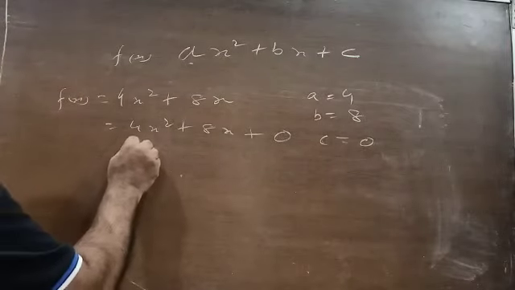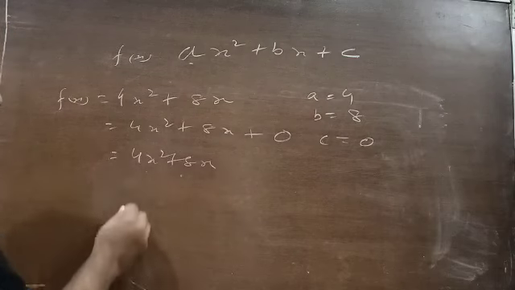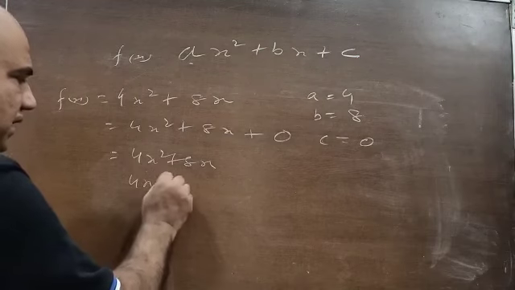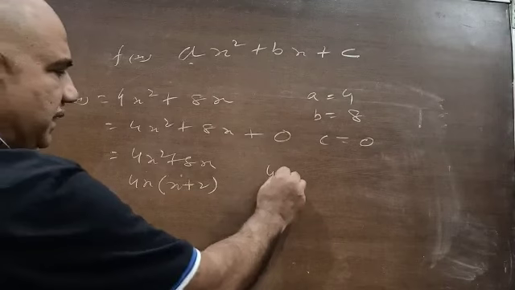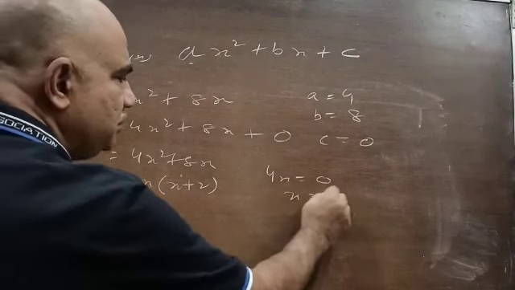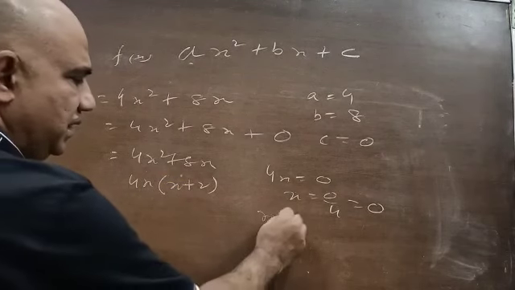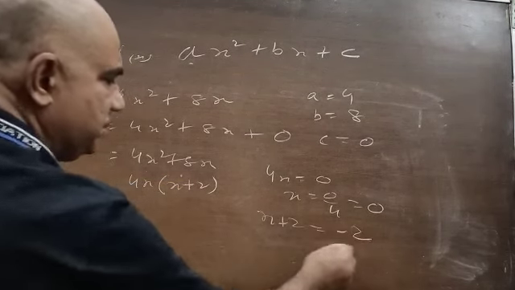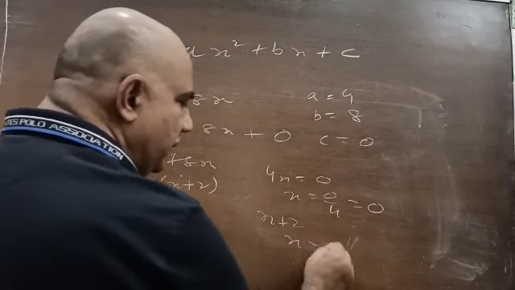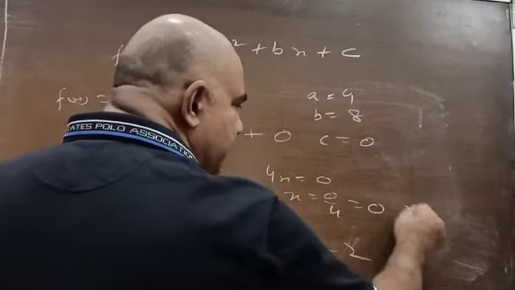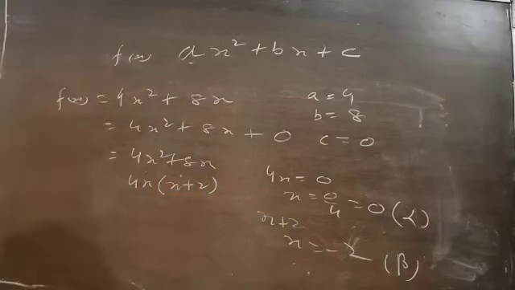To find the zeros of 4x square plus 8x, let us factorize it. If I take 4x common, this will be x plus 2. Now if I put 4x equal to 0, x is equal to 0 by 4, so 0. And if I put the other factor x plus 2 equal to 0, then x is equal to minus 2. Let me say this is alpha and this is beta.